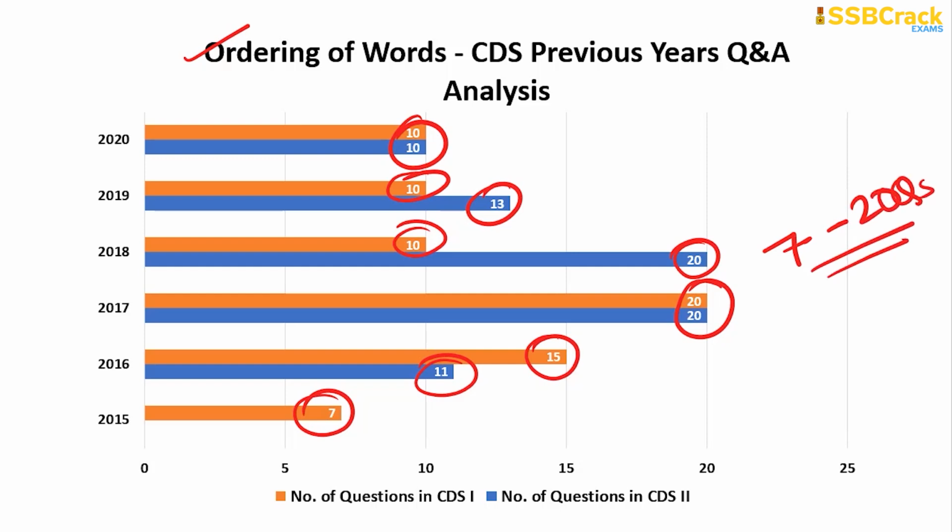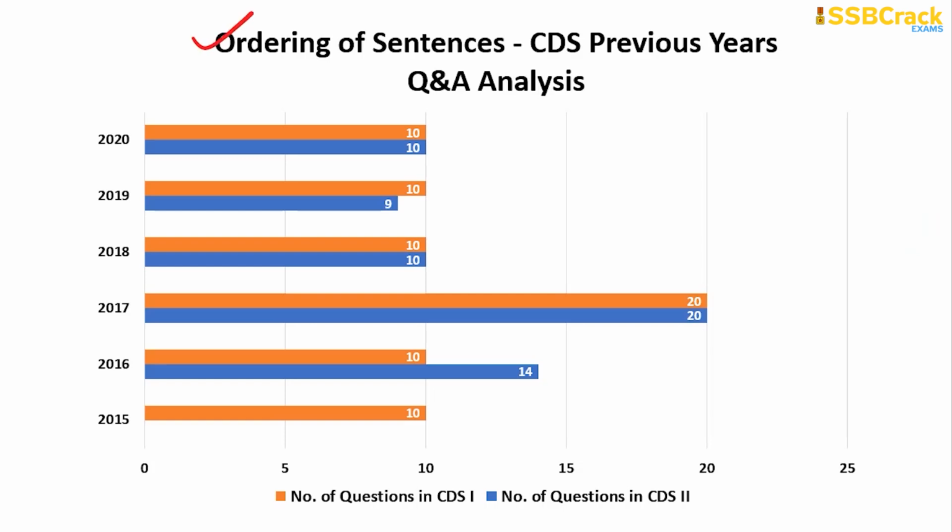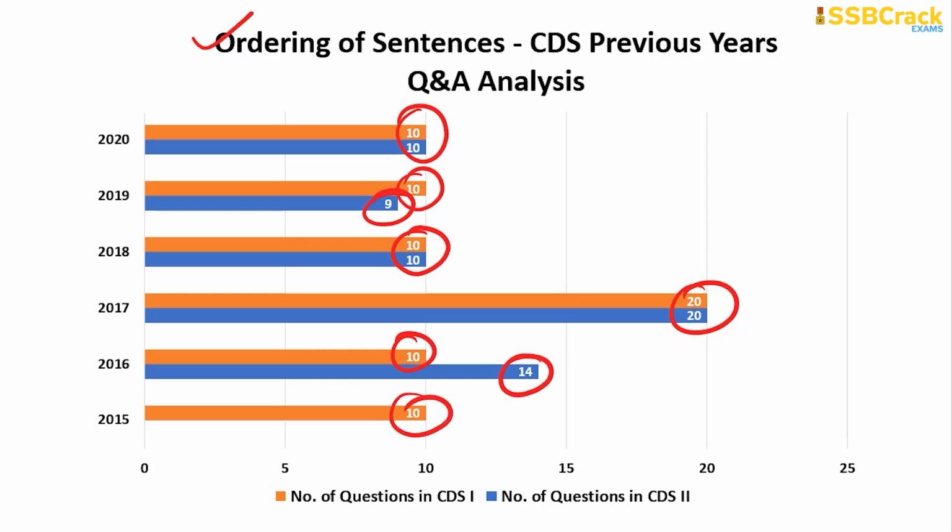Okay. And for ordering of sentences, again, consistently 10 questions have come in series 1 and 2 2020, also in series 1 2019, 9 questions in series 2 2019, 10 questions in both series 1 and 2 2018, 20 questions in both series 1 and 2 2017, 10 questions again in series 1 2016, 14 questions in series 2 2016, 10 questions in series 1 2015. So you can expect 10 to 20 questions overall, okay, approximately from the ordering of sentences topic also.